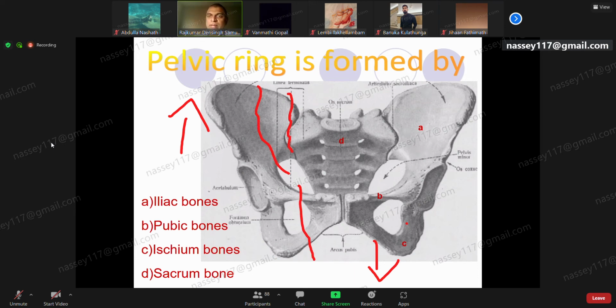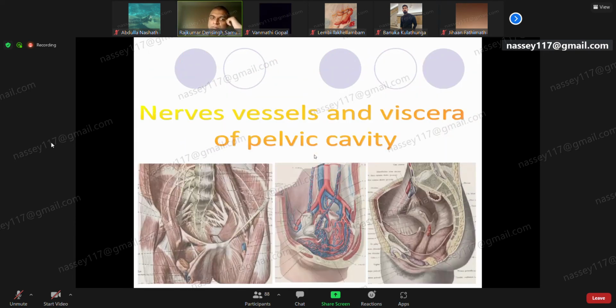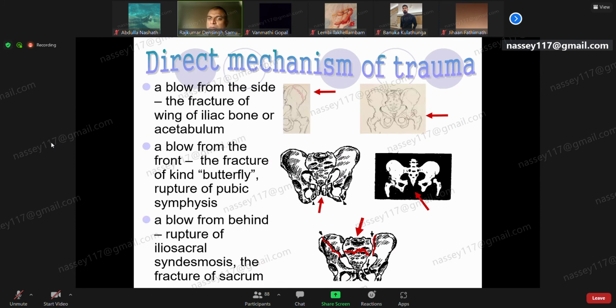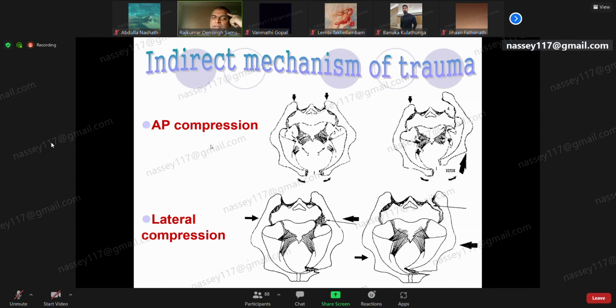Okay, so let's continue to the next thing. Some variants of unstable fracture: this butterfly fracture is an unstable fracture. The open book fracture is also an unstable fracture, in which the pelvis opens like a book. So these are two variants, very common names that I gave you.